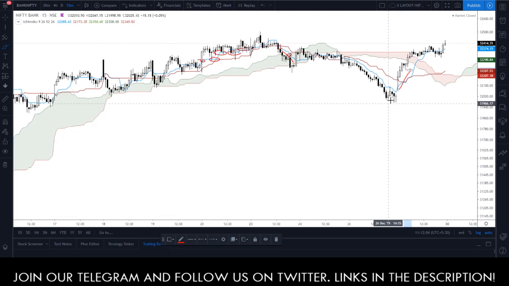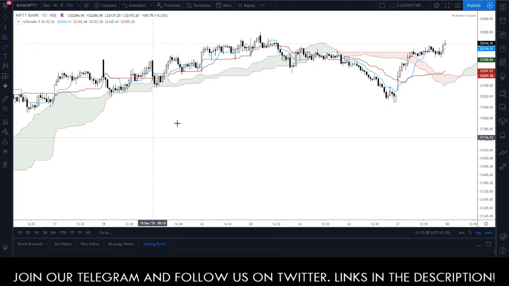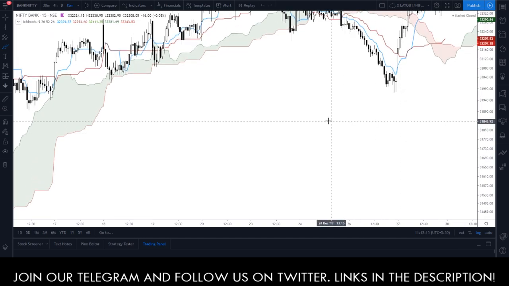So now how to use the clouds and these lines as a buy and a sell signal? That's one of the most important questions, right?